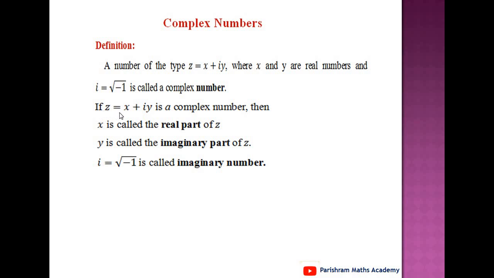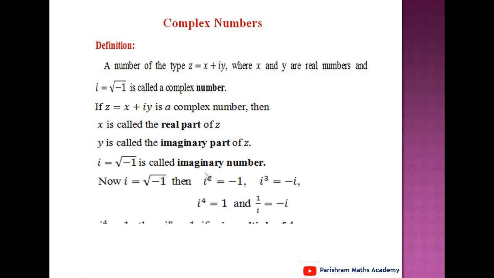Now, if z equal to x plus iy is a complex number, then x is called the real part of complex number z, y is called the imaginary part of complex number z, and i equal to root of minus 1 is called an imaginary number.